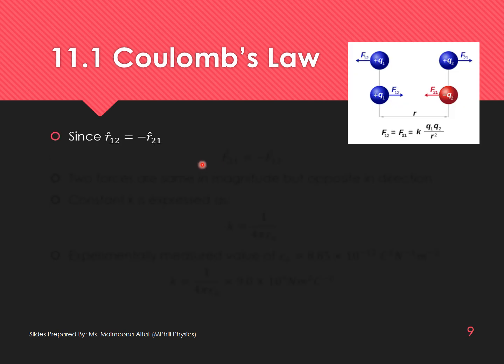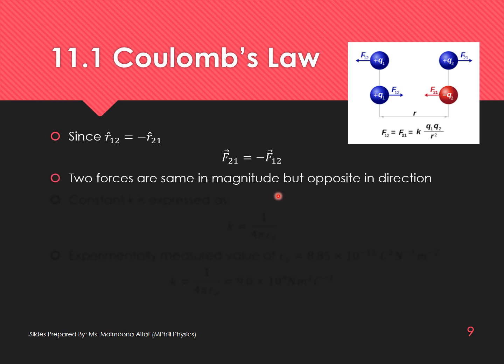The unit vector R12 is equal to the negative of R21, so we can express the two forces as F21 equals negative of F12. So we can say that the two forces are the same in magnitude but opposite in direction. We can also express the constant K as 1 over 4 pi epsilon naught.